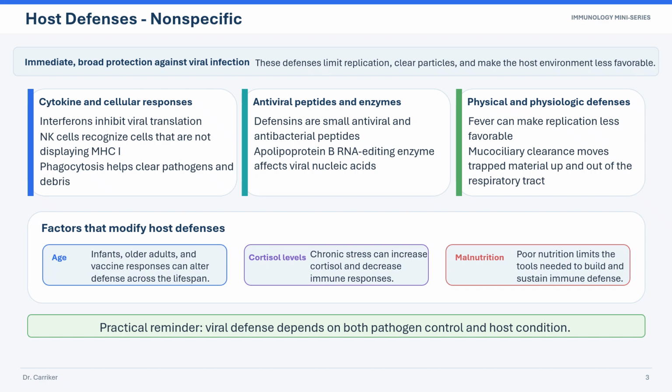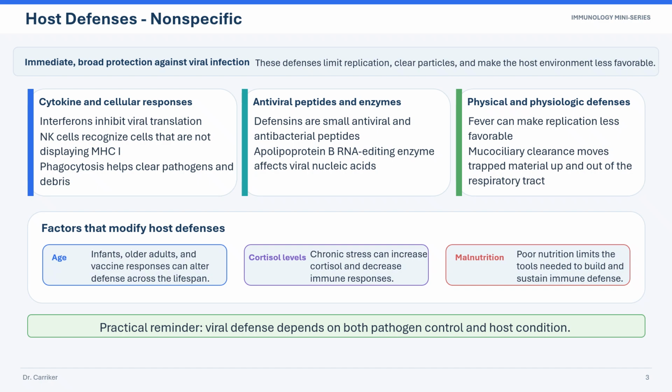Mucociliary clearance is especially important in the respiratory tract. You can think of this as the mucociliary escalator. Mucus traps particles, pathogens, and debris, while cilia help move that material upward and out of the lungs. This is one reason respiratory tract health matters so much. If mucus production, ciliary movement, or airway clearance is impaired, the body loses an important mechanical defense.